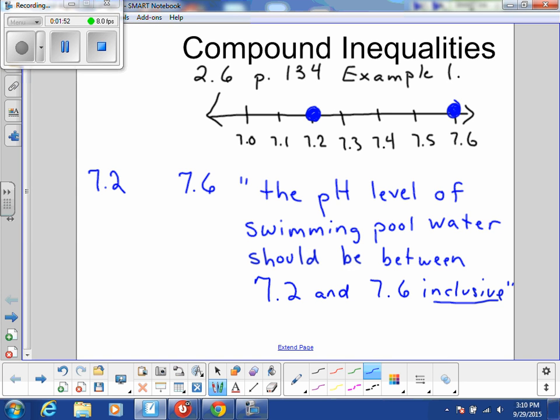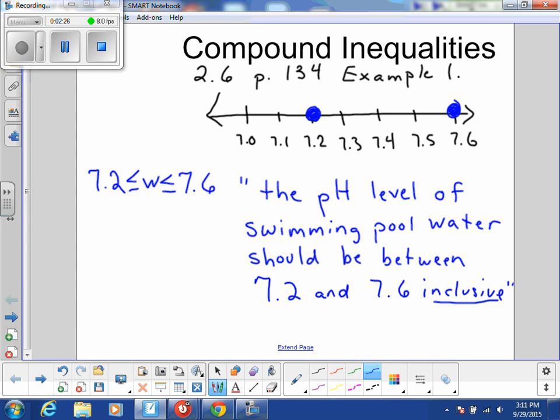The way that could be represented as an inequality statement is, here, let's use W for water. 7.2, W in the middle, 7.6, going from least to greatest. This is called a compound inequality. It just means that all of the numbers that are true are in between 7.2 and 7.6. And I must remember to put a little line there because these are inclusive.